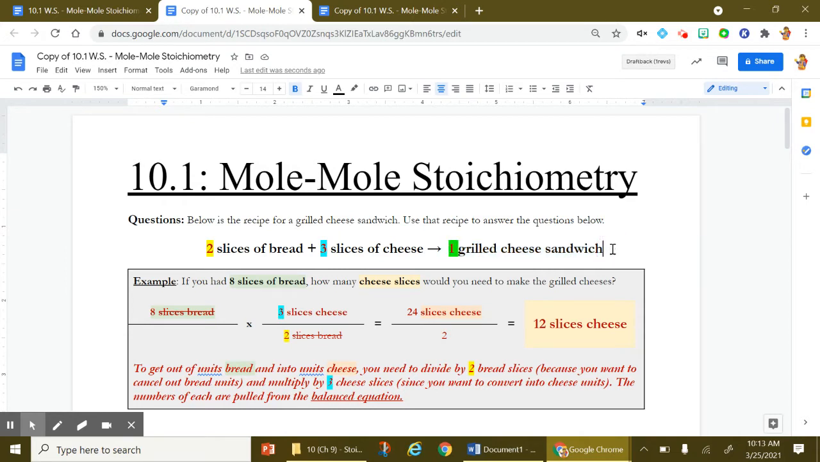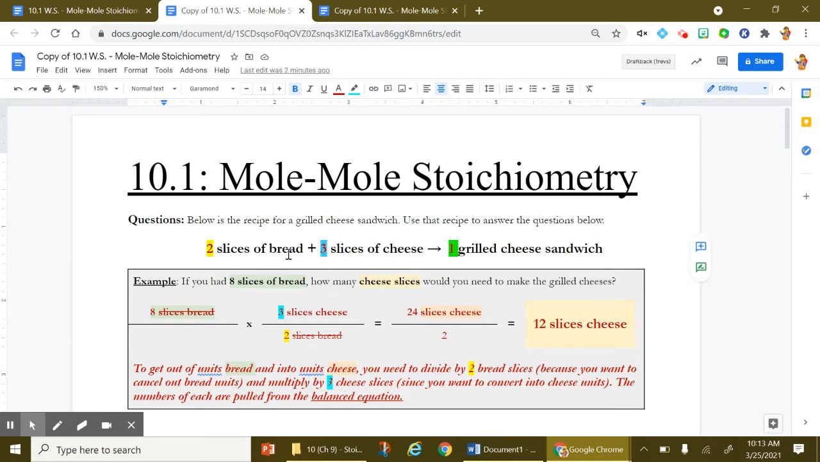If you wanted to make 5 grilled cheese sandwiches, that's a pretty easy one to think about, because for every one grilled cheese sandwich, you would need 2 slices of bread, so twice as much bread. So 5 grilled cheeses means you're going to need 10 slices of bread. If you're making 5 grilled cheeses, you're going to need 3 times as many slices of cheese, so you're going to need 15 slices of cheese. Right? Like, this is pretty basic. You do this stuff in your head.